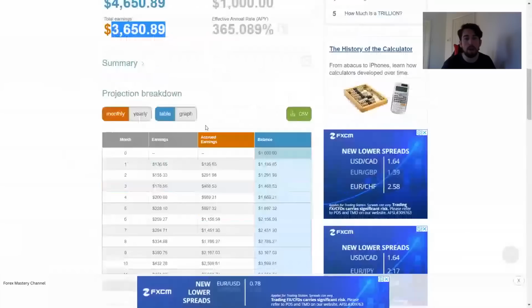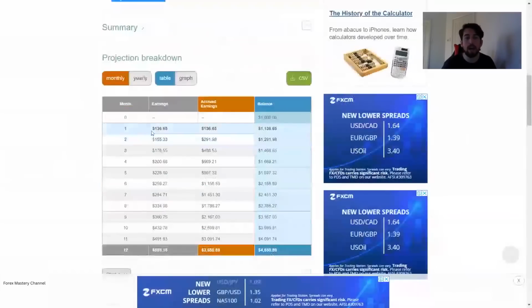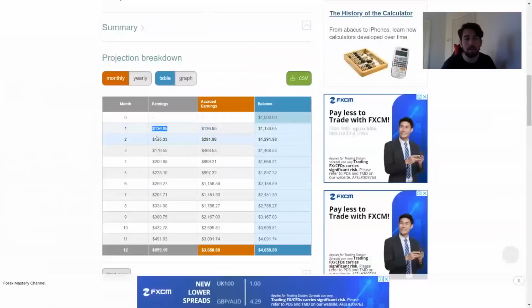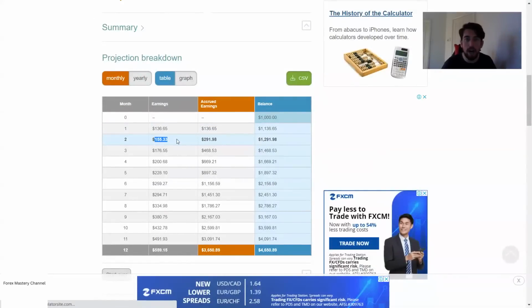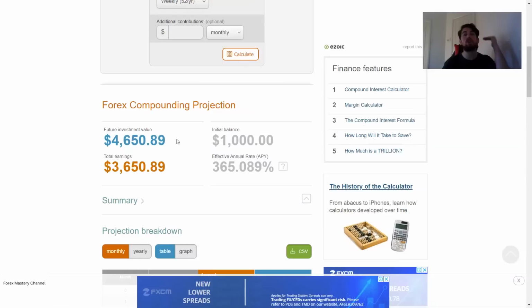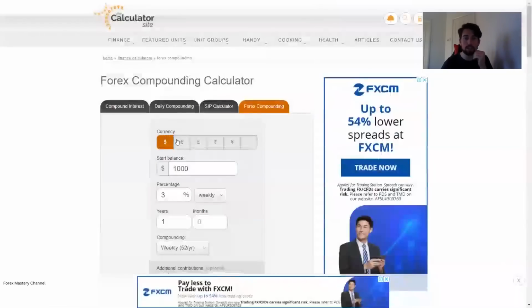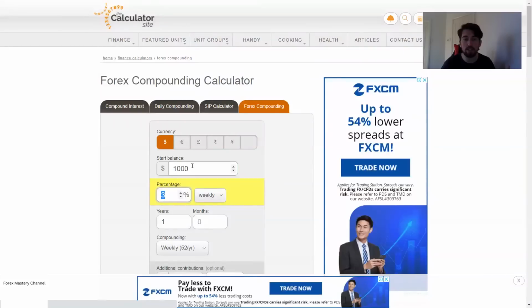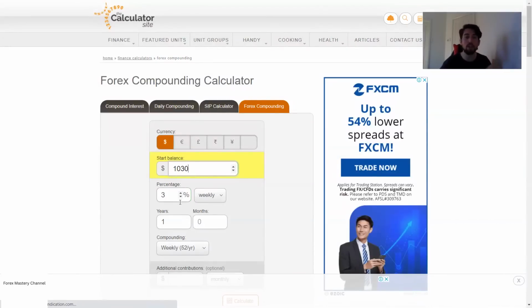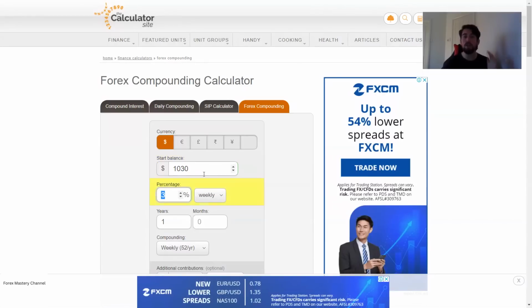But what we can see here is the month-on-month earnings. Do you see how this first month it's $136.65, but the next month it's $155.33? That is because we are compounding our interest. We made 3% in this first week, right? Of the $1,000. So now we have $1,030 for the second week that we're going into, because we just made in our first week $30, but now we're making 3% of $1,030. Now, what would that equal? We'd be somewhere at $1,060, and 18 cents.